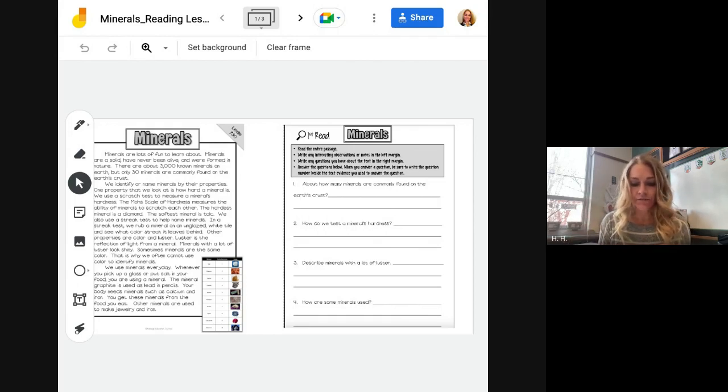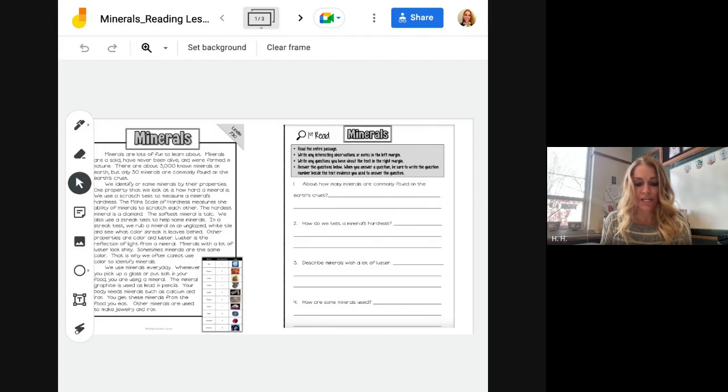Minerals are lots of fun to learn about. Minerals are a solid, but never been alive, and were formed in nature. There are about 3,000 known minerals on Earth, but only 30 minerals are commonly found on the Earth's crust. We identify or name minerals by their properties. One property that we look at is how hard a mineral is. We use a scratch test to measure a mineral's hardness. The Mohs scale of hardness measures the ability of minerals to scratch each other. The hardest mineral is a diamond. The softest mineral is talc.